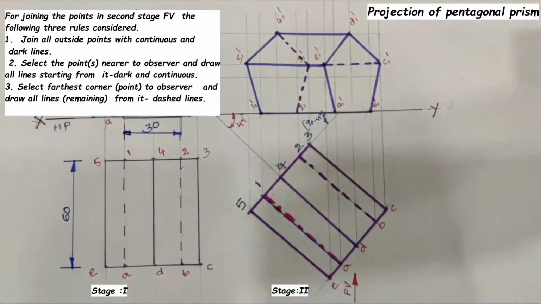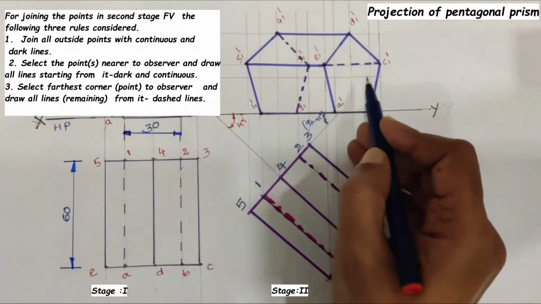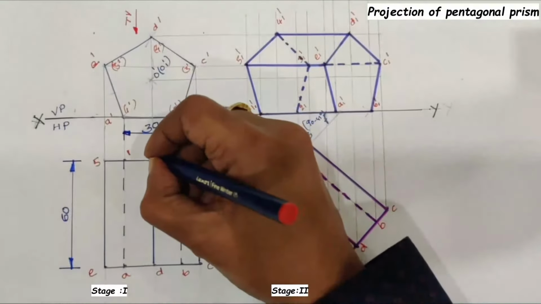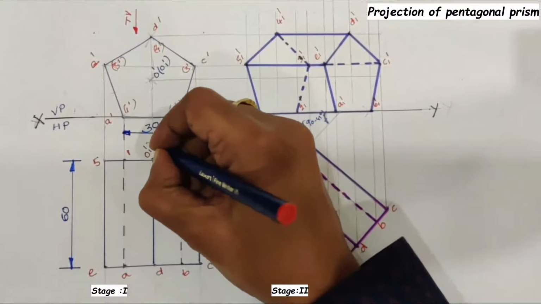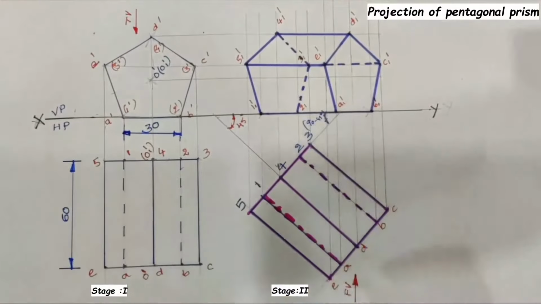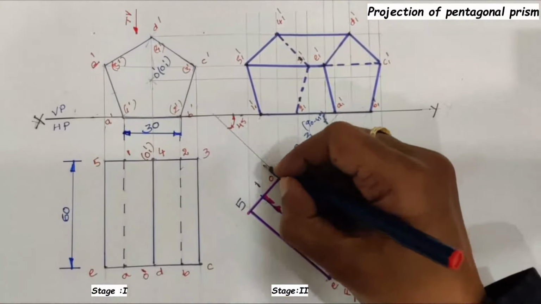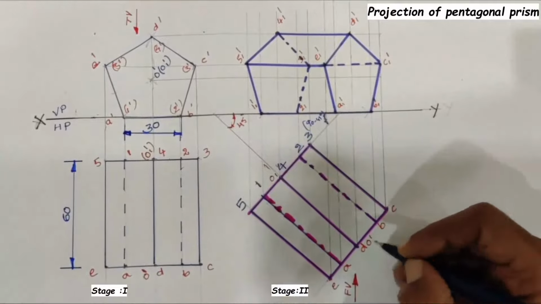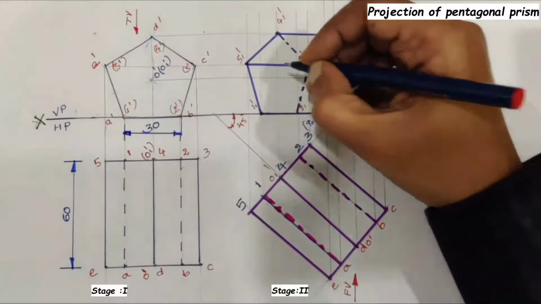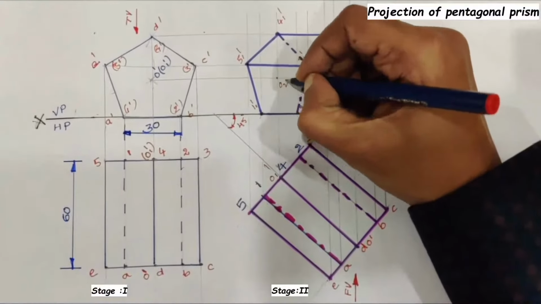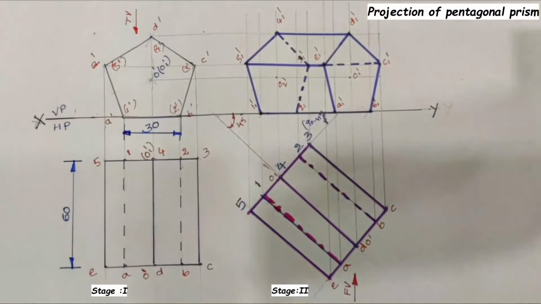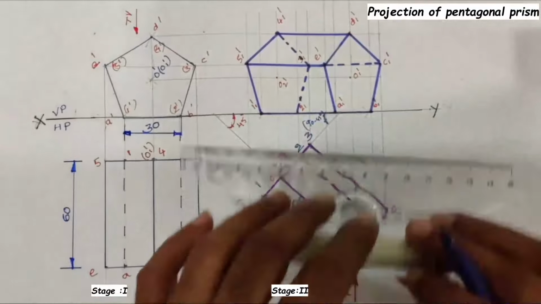Then we have to draw the axis line in the second stage front view. For that, we will draw the axis line image in the first stage top view also. See, this is O1 dash and this is O dash. Here this is O1 dash and this is O dash. Then it becomes O1 dash and this is O2 dash. So draw the line joining O1 dash and O2 dash as the axis line.